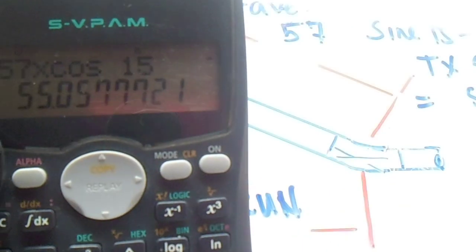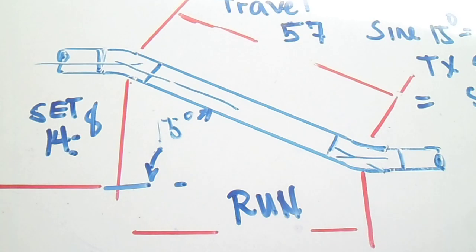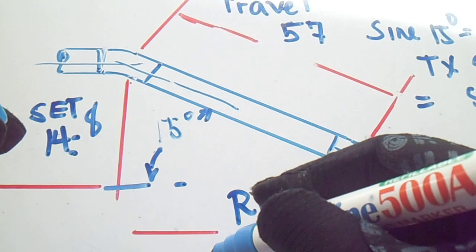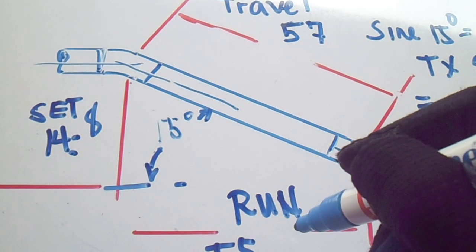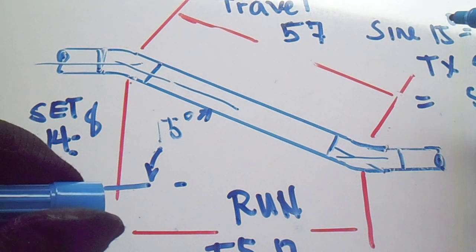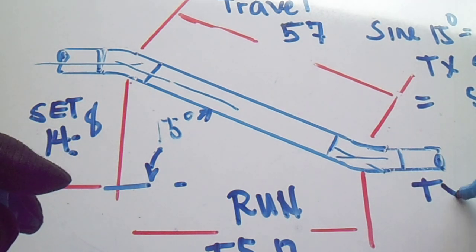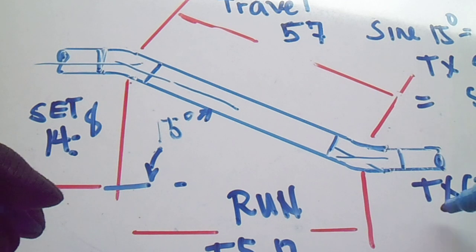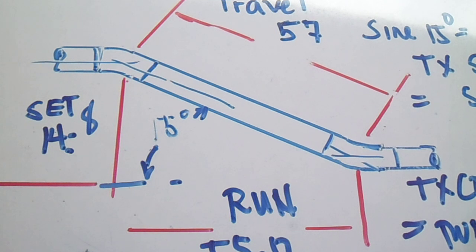So this is the answer of run. We have 55.1 or 55.0. Okay, 55.0. Just multiply the travel and the cosine, and then equals run.